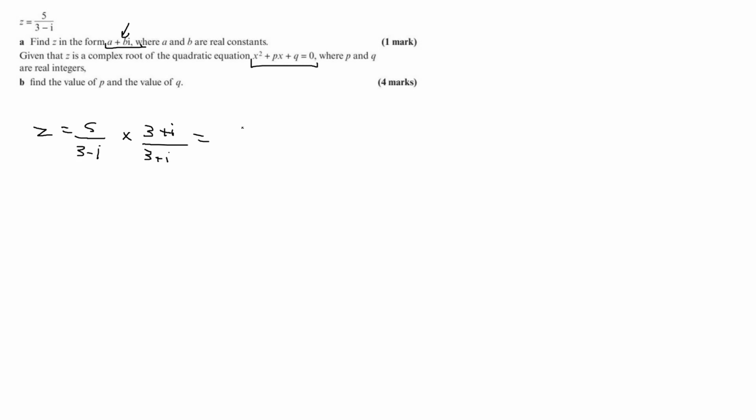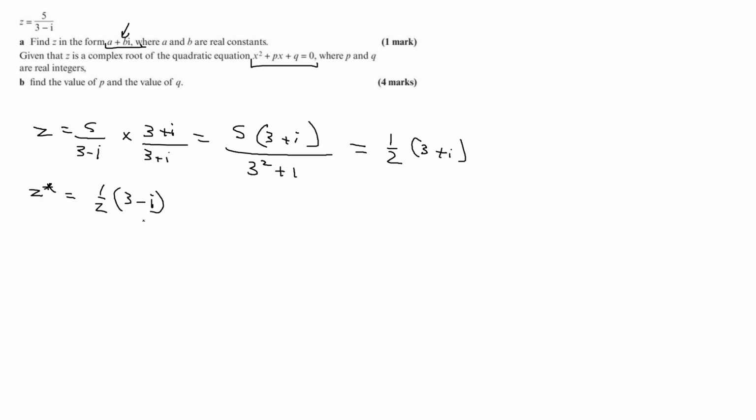Which is the same as 5 times (3 plus i), and then that's over 3 squared plus 1. So what we're left with is a half times (3 plus i). That means that the other solution for z is going to be a half times (3 minus i). So those are my two solutions for the quadratic that I'm trying to find. How are we going to find the quadratic? If you want, you can expand it. I don't really want to expand it.